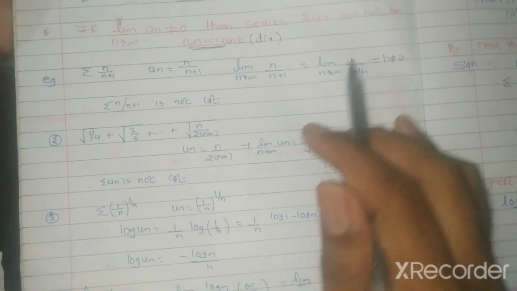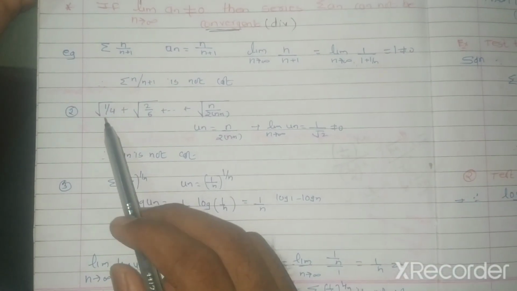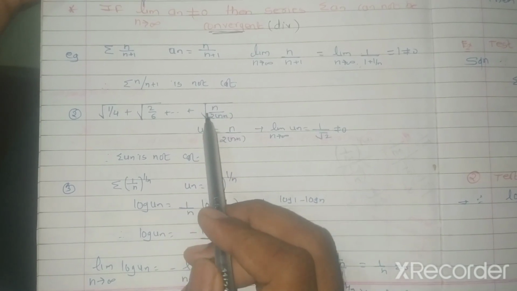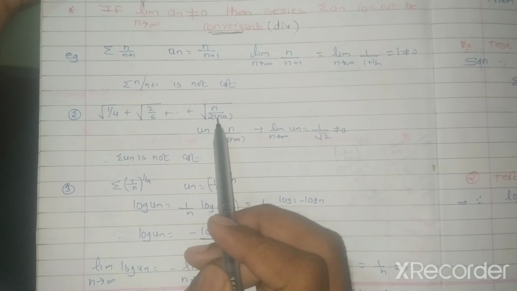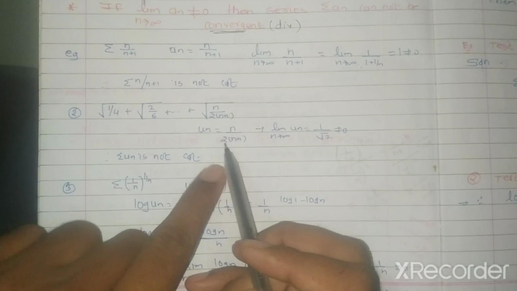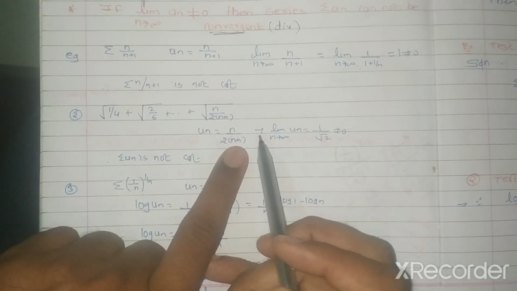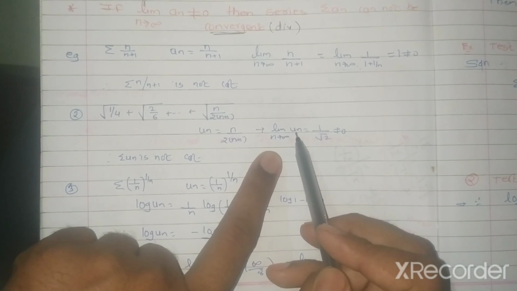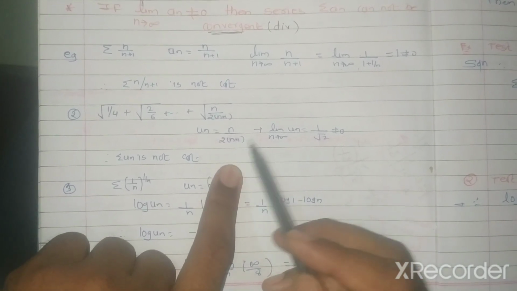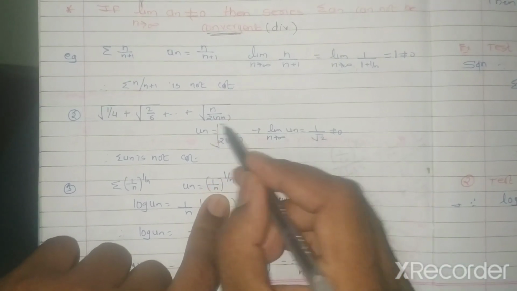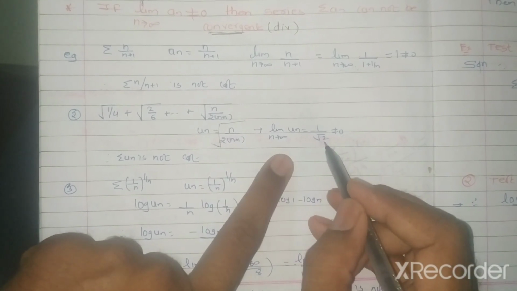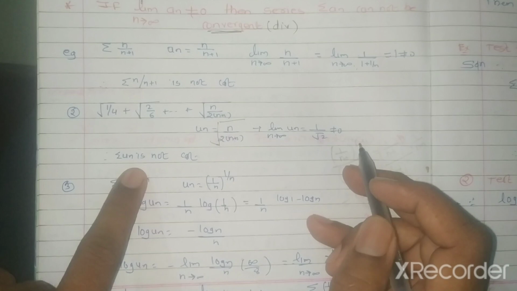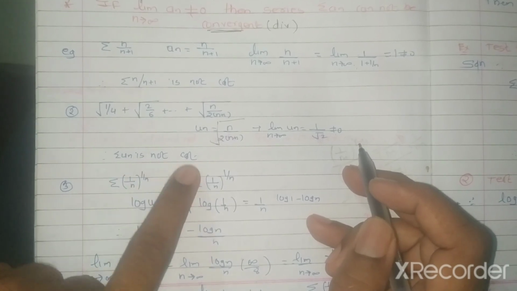Now next is under root of 1 by 4 plus under root of 2 by 6 plus and so on, plus under root of n upon 2 into n plus 1. The nth term u_n is the square root of n upon 2n plus 1. If you take the limit as n tends to infinity, we get under root of 1 upon 2, that is 1 upon under root 2. n cancels, and 1 upon under root 2 is not equal to 0. Therefore, summation u_n is not convergent.